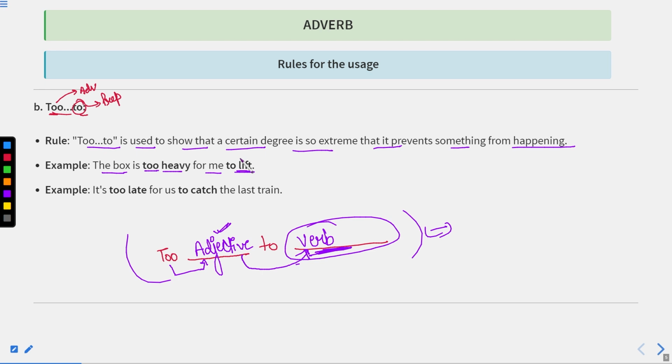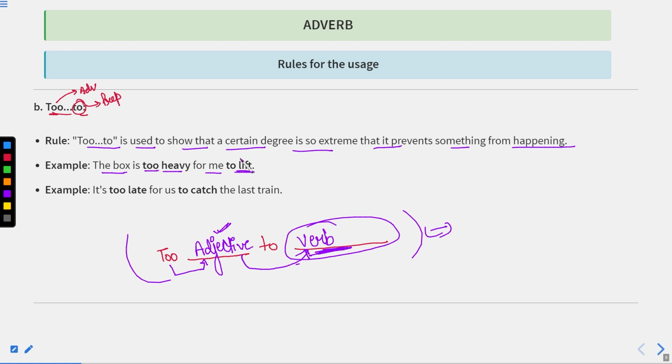It is too late for us to catch that last train. It means it is extremely late for all of us now, so that we cannot catch the last train. Because that has passed away, or maybe it is possible that we are ahead of the time of the train. So we are too late. It is too late for us to catch the train. It means that we are late, and now we cannot catch the train.